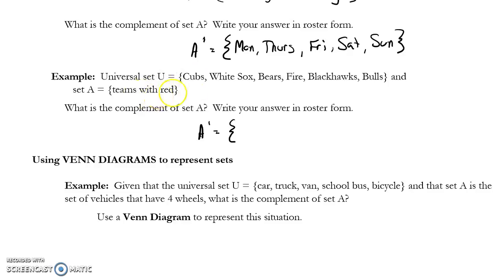Cubs, they have red. White Sox, they do not. So Cubs would be in set A, White Sox would be in set A prime. The Bears, they do not. They're in set A prime. The Fire, they do have red. So do the Blackhawks, so do the Bulls. A prime is just the White Sox and Bears. That's the complement of set A.